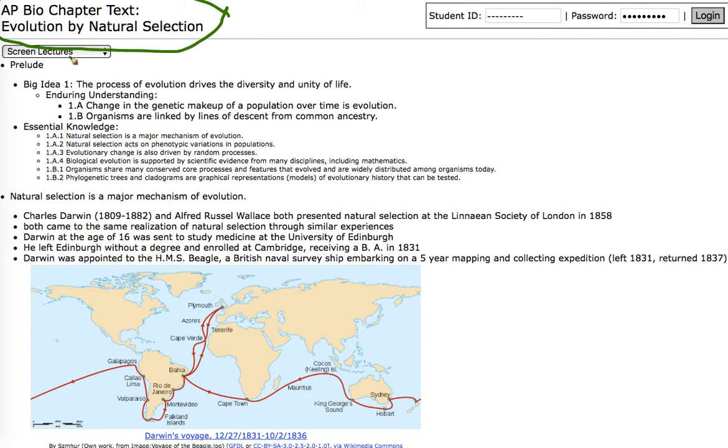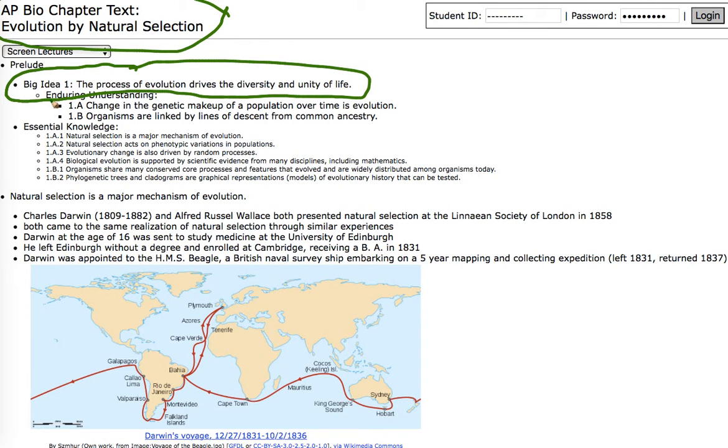The big idea we're looking at in this unit is that the process of evolution has driven the diversity and the unity of life. And what that's trying to say is it has both made us different than one another, but also we share certain sameness with one another. So humans and bacteria don't share a lot in common, but we both carry out the same exact reactions of glycolysis to break down simple carbohydrate sugars.